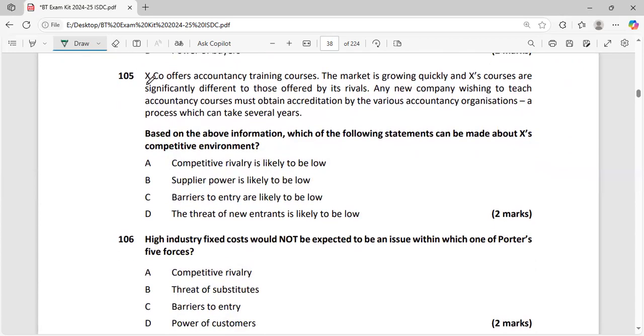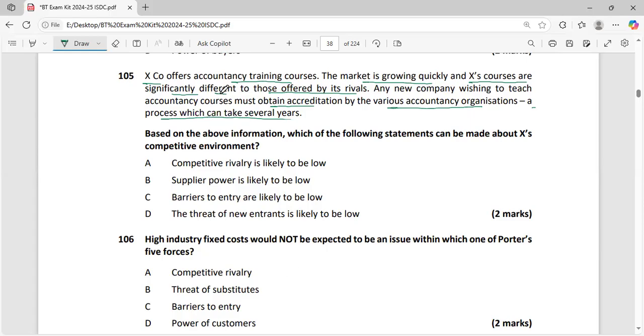Next one is X company offers accountancy training courses. The market is growing quickly and X courses are significantly different to those offered by its rivals. A new company wishing to teach accountancy courses must obtain accreditation by the various accountancy organizations, a process which can take several years. Based on the above information, which of the following statements can be made about X competitive environment? First one is competitive rivalry is likely to be low. Supplier power is likely to be low. Barriers to entry are likely to be low. The threat of new entrants is likely to be low.